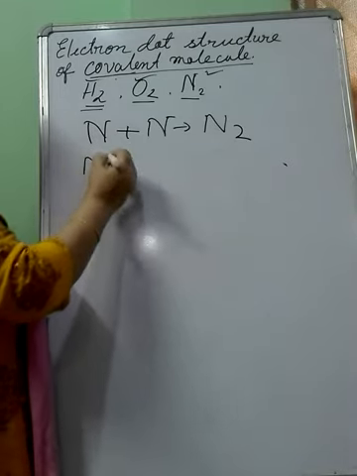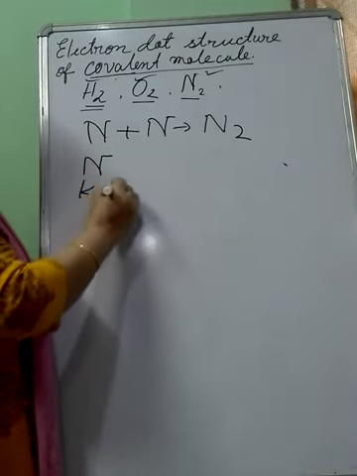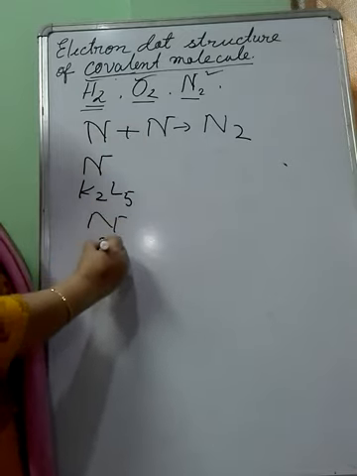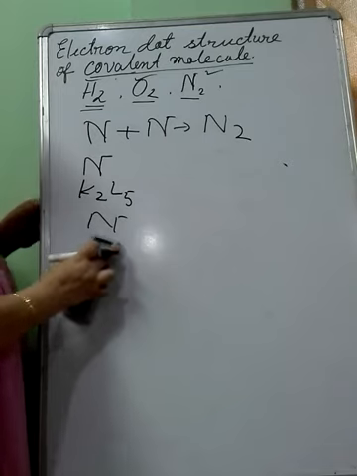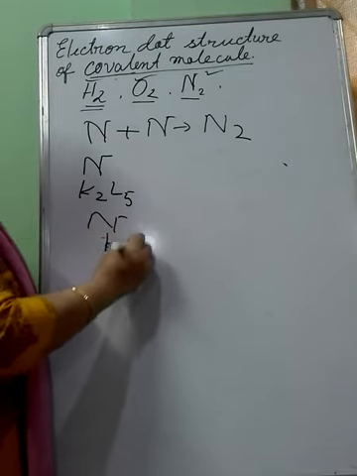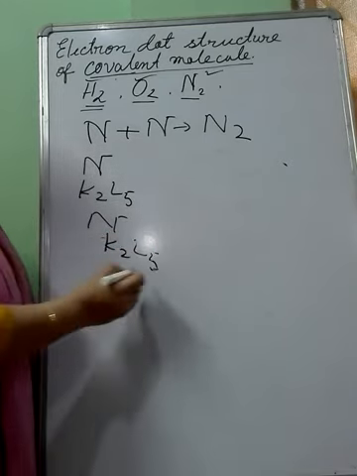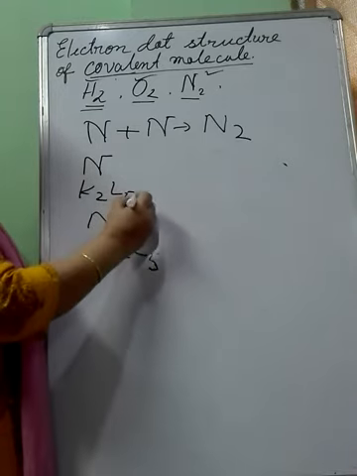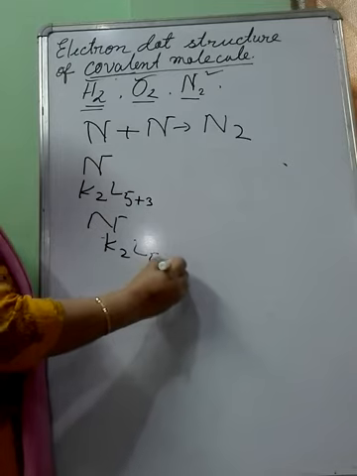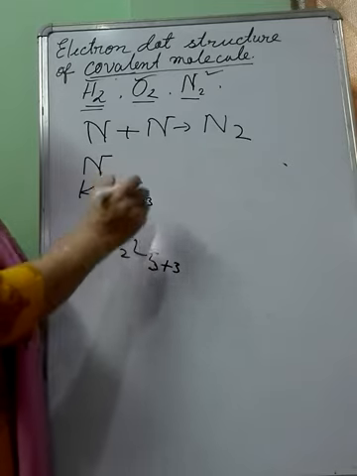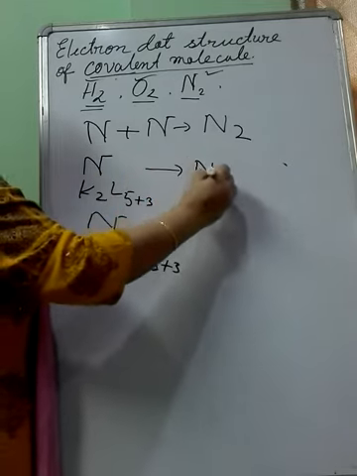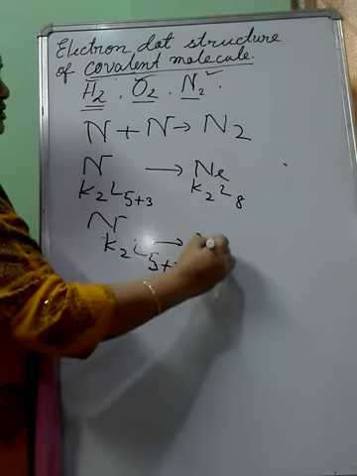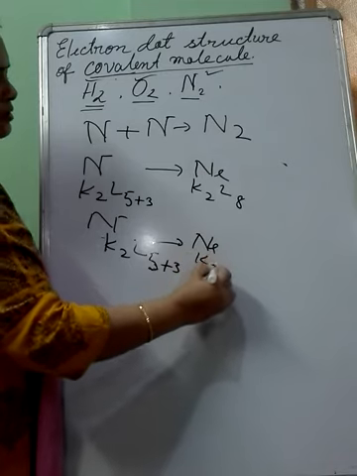See the nitrogen configuration, K2L5. For another nitrogen, configuration is K2L5. Now you see how many electrons are required in both the nitrogen. Here plus 3, here plus 3. Why am I giving plus 3 here? Because both the nitrogen want the configuration of neon, K2L8. This nitrogen also requires the configuration of neon, K2L8.